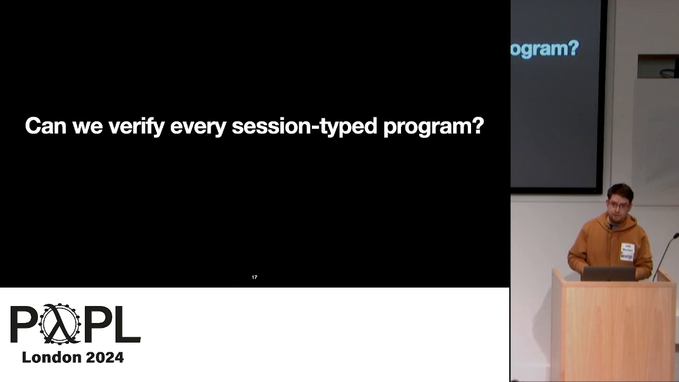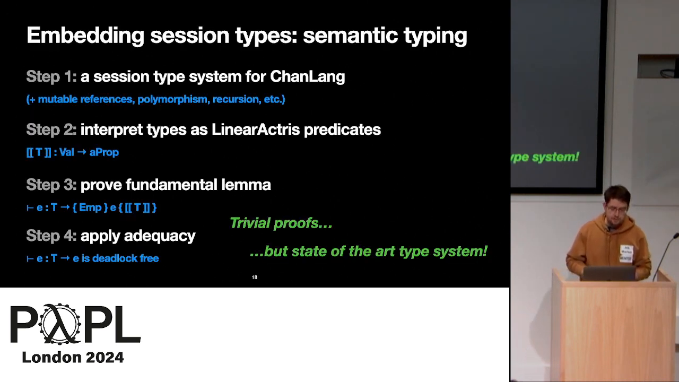Another question is, can we verify every session type program? And the answer is yes. We have a semantic type system for channeling. And this type system supports mutable references, polymorphism, recursion, and so on. And then we follow the usual Iris recipe for semantic typing. And this then gives us deadlock freedom for session types.